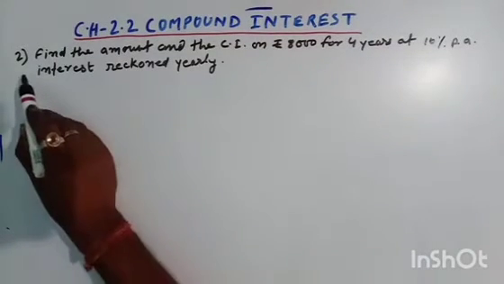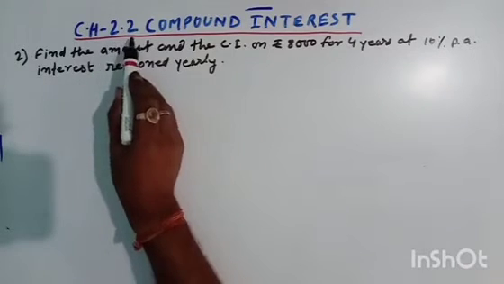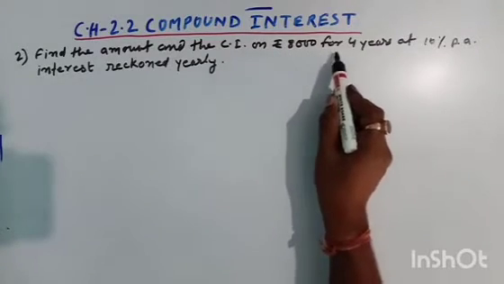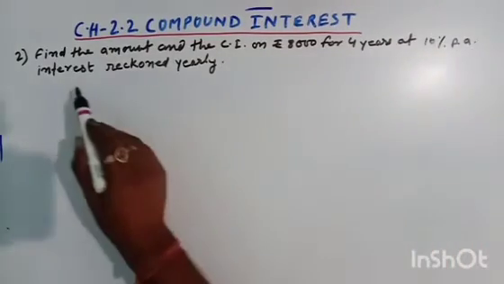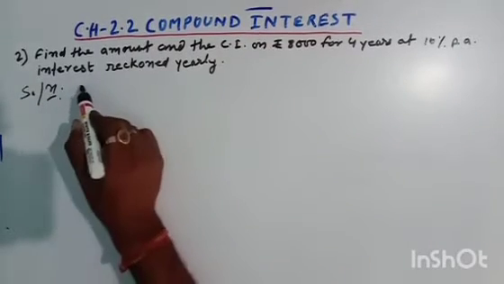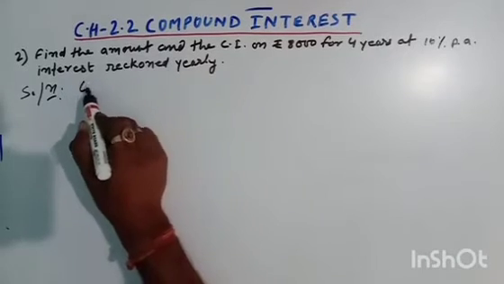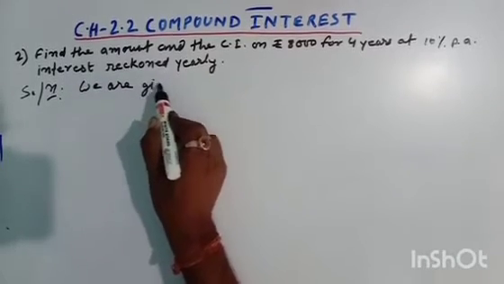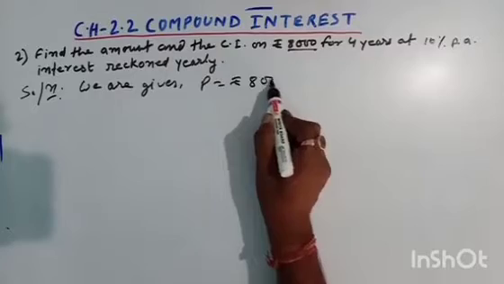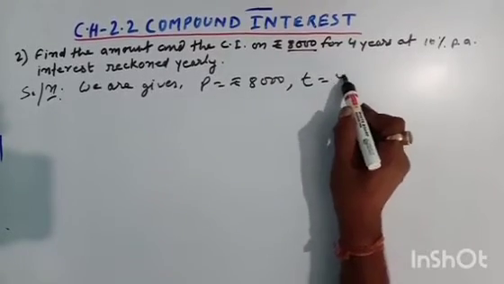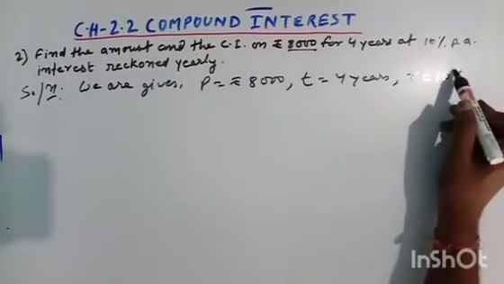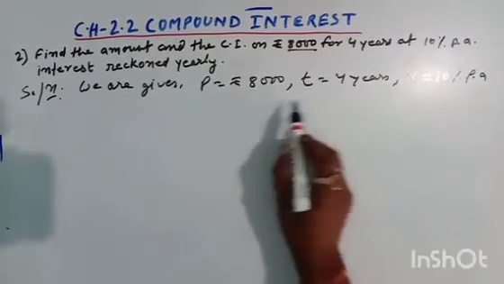Now question number 2 of your book, exercise number 2.2. The question is, find the amount and the compound interest on rupees 8,000 for 4 years at the rate of 10% per annum, interest reckoned yearly. Okay, so in this question, let's see how we solve. First you find out what is given here. So we are given the principal, rupees 8,000, and the time is 4 years, and the rate of interest is 10% per annum.